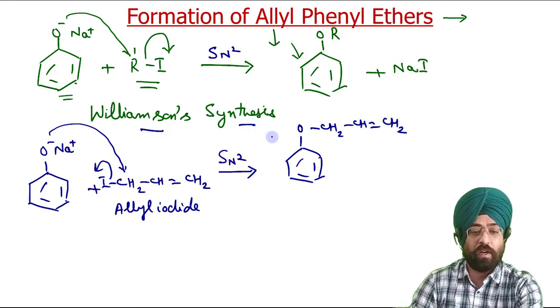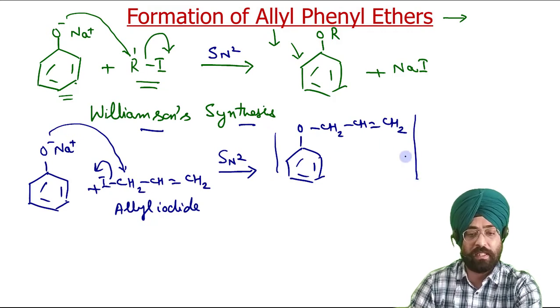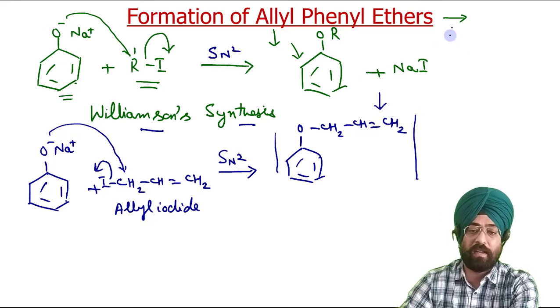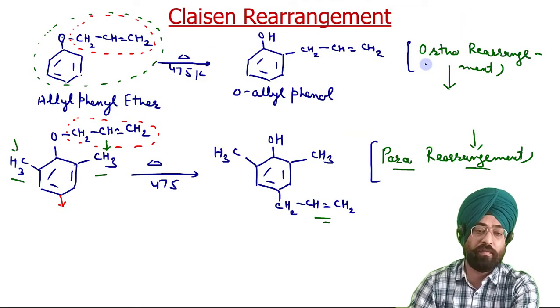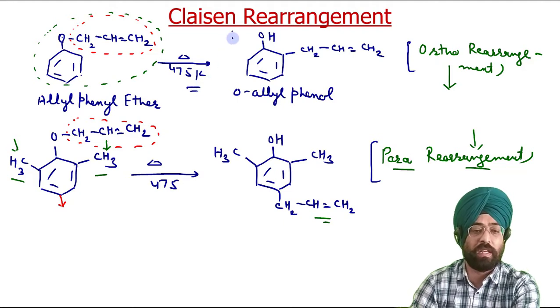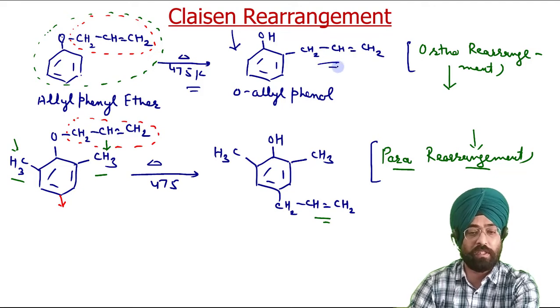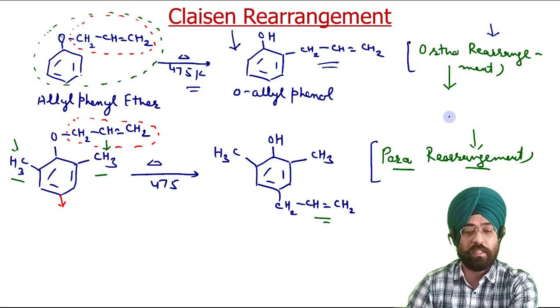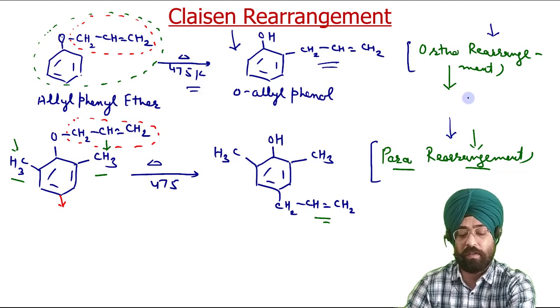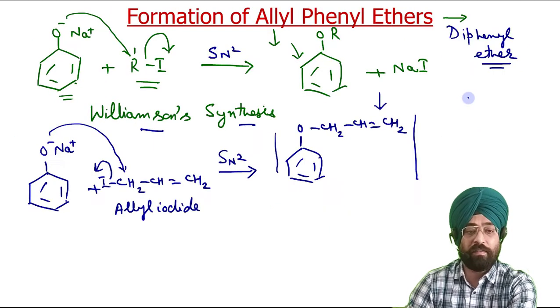Now once we get these allyl phenyl ethers, and when we heat them using some inert solvent like diphenyl ether, up to 375 or 475 Kelvin, then they undergo such type of rearrangement called Claisen rearrangement. So first preference is for ortho position. Then it is called ortho rearrangement. If this ortho position is occupied, then it migrates to para position, then it is called para rearrangement. Now we will discuss one by one this ortho and para rearrangement, and we will discuss their mechanism.